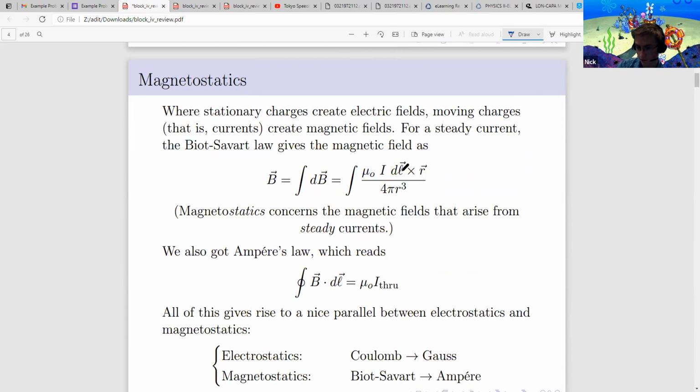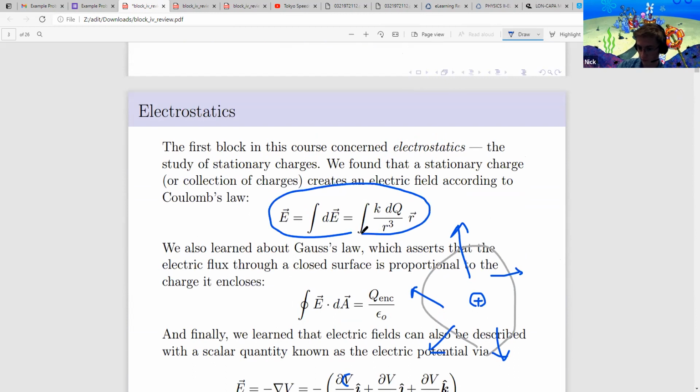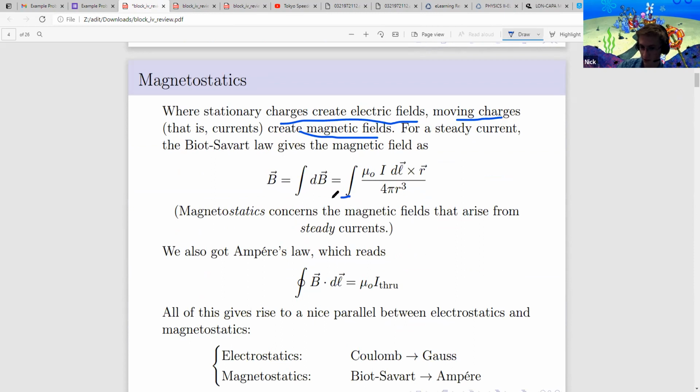And the analogy that we make is that where stationary charges create electric fields, that was electrostatics, moving charges, currents, create magnetic fields. So where we had Coulomb's law to find what the electric field is from a stationary charge, we have the Biot-Savart law to tell us what the magnetic field from a collection of moving charges, from a steady current, is. And it's that integral expression, mu naught I dl cross r over 4 pi r cubed.